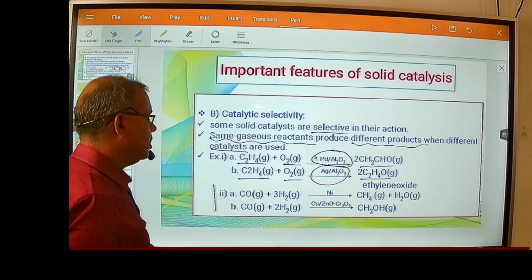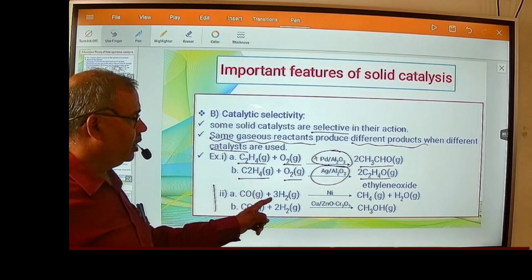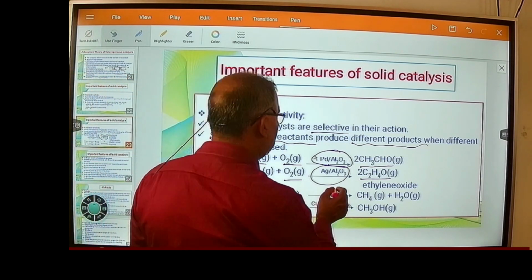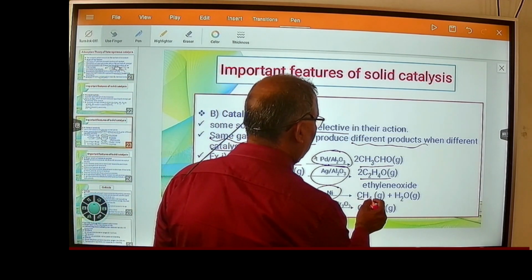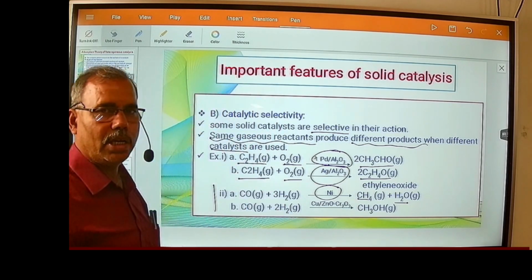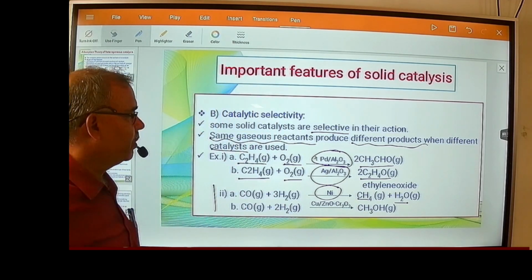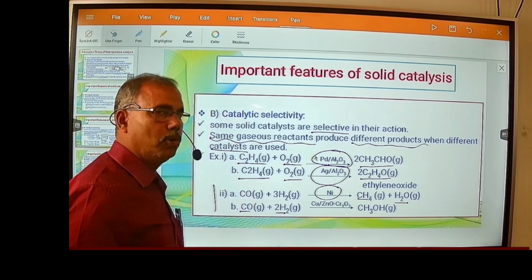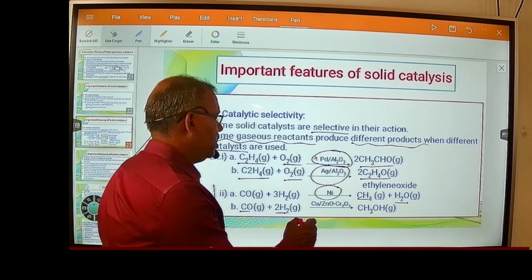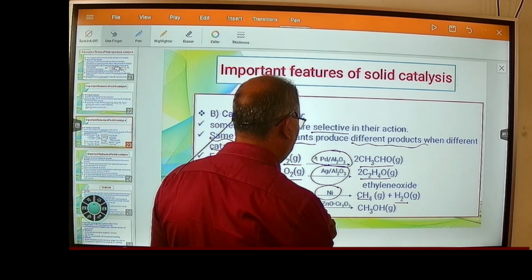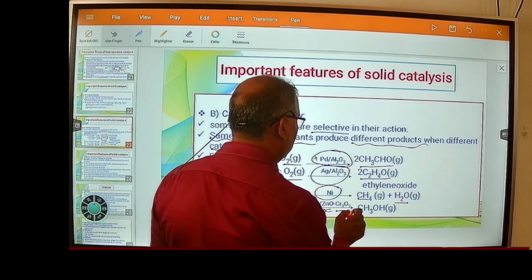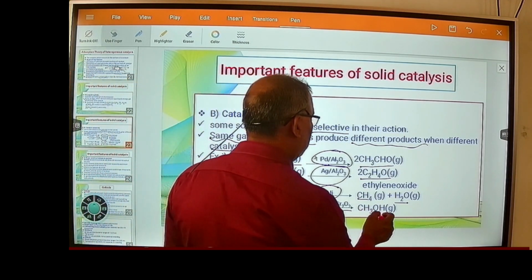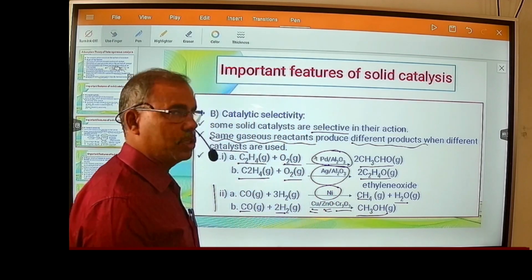Second example is carbon monoxide in the gaseous state plus 3 moles of H2 dihydrogen gas. In the presence of the catalyst nickel, we get methane plus water, methane gas plus water vapors, in the gaseous state. The same reactants, carbon monoxide and 2 moles of H2, that is dihydrogen gas, in the presence of the catalyst copper, zinc oxide and chromic oxide Cr2O3, we get the product methanol, CH3OH.